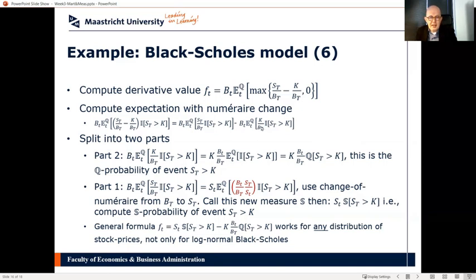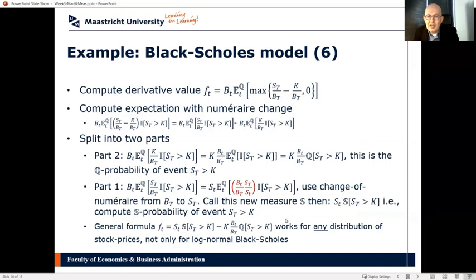Another way of looking at this is by saying I have this S_T divided by B_T. If I multiply and divide by S_t and B_t, I get this new change of numeraire ratio. I'm going from B as my numeraire to the stock price as my numeraire. Therefore, I can do my change of measure. I can represent this expectation as the expectation of the indicator function under the S probability measure. So the S probability measure is shorthand for the Q^S probability measure.